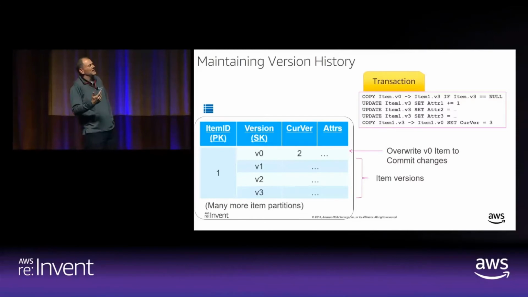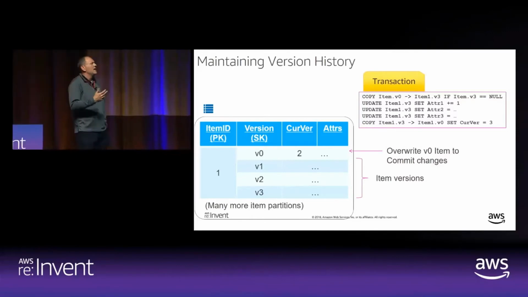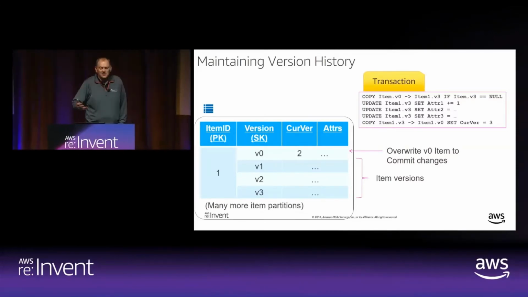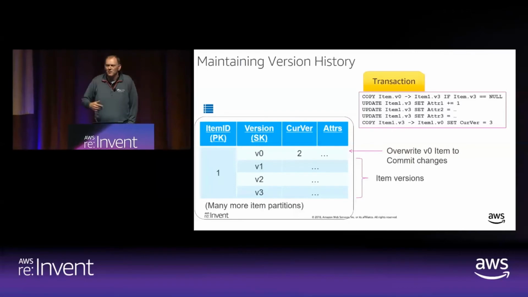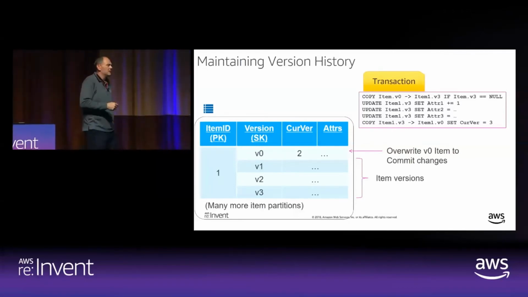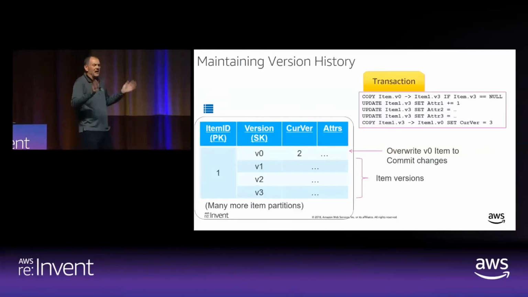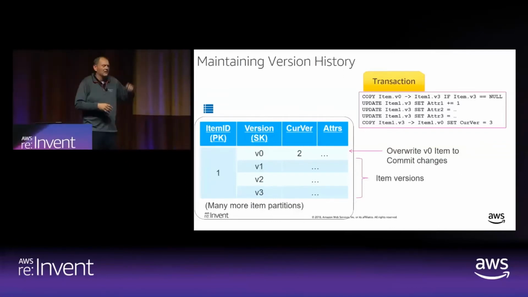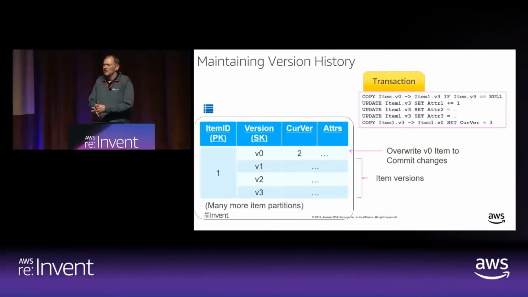So if we look at the state of this given partition, it looks like somebody came along and created item 1. Initially it was version 1, and there was a copy of version 1 in V0. Somebody came along, created version 2, committed version 2, and updated the version 0 item. They just clobbered it with a copy of V2, and they updated the current version attribute to indicate that it's now version 2.